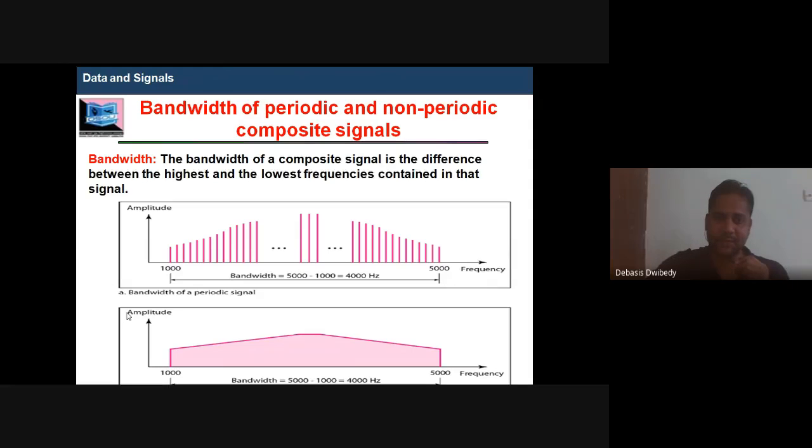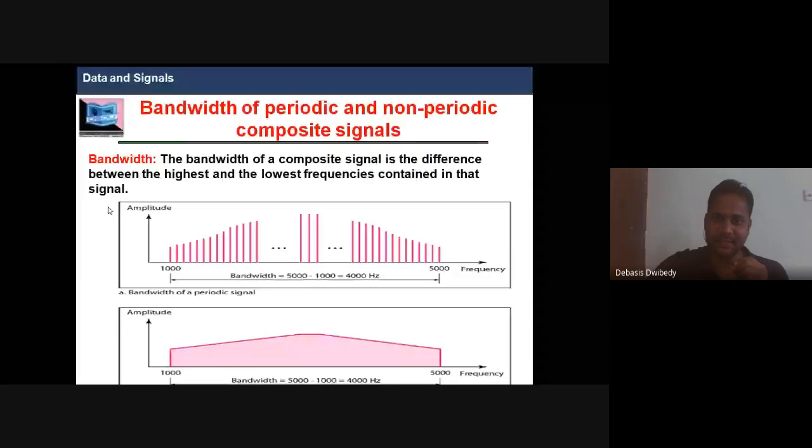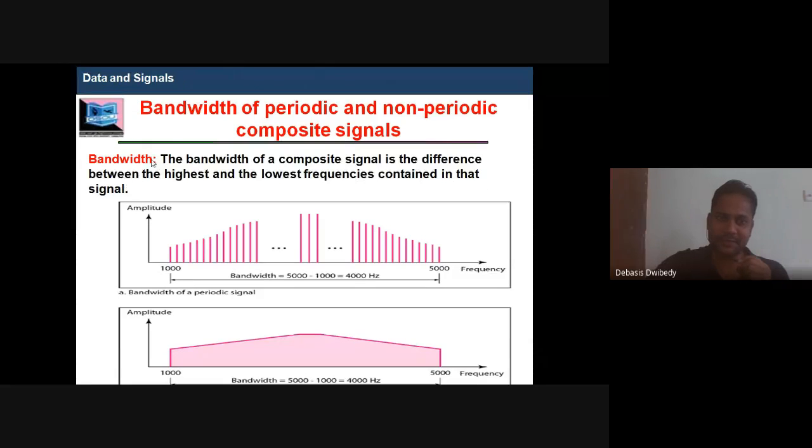What is bandwidth in hertz? Actually, bandwidth in hertz is nothing but the bandwidth of a composite signal, and it is the difference between the highest and lowest frequencies contained in that signal. So bandwidth in hertz is the bandwidth of a composite signal, and what is it? It is the difference between the highest and the lowest frequencies contained in that signal.